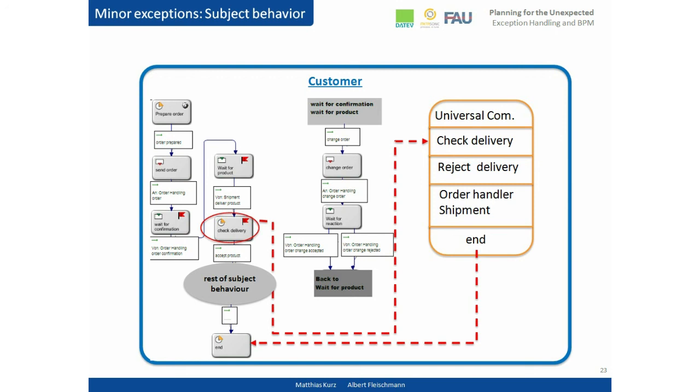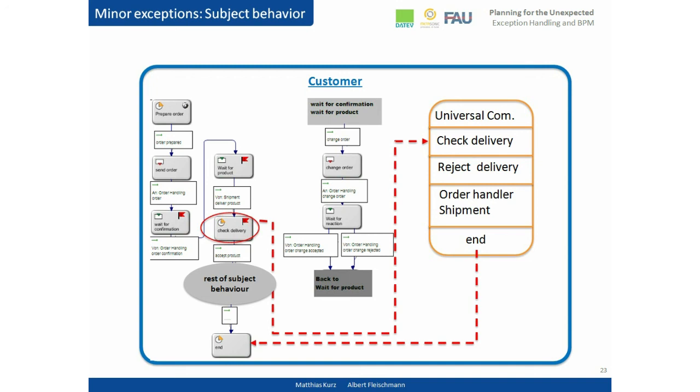And here we introduce another behavior extension. This is a little more complicated, therefore we added a special symbol. We call that behavior the universal communication behavior. This behavior is active only in the state check delivery. And this is activated if the customer executes the action reject delivery. Then we communicate with order handler and shipment, and if that is finished, we go back to state end. This means we jump out of the happy path here, but we will finish it in the end state.